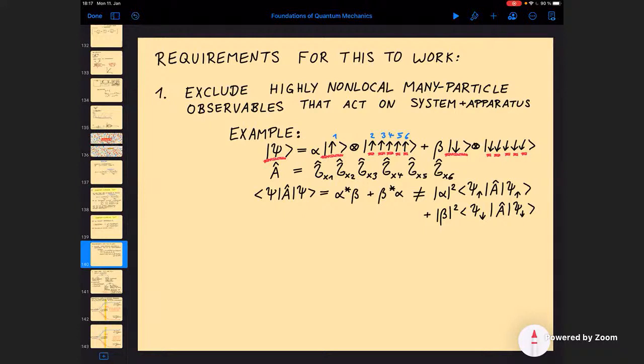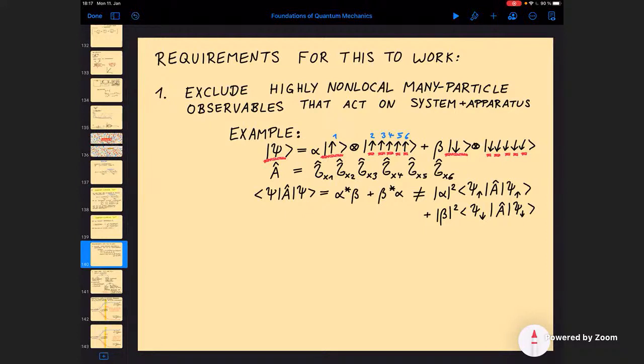And this is exactly the kind of state that we wanted to consider, where the small difference in the system that is up or down of a single particle gives rise to a big change in many particles in our measurement apparatus. So many spins being up or many spins being down. Okay, so this is the kind of wave function we want to consider.